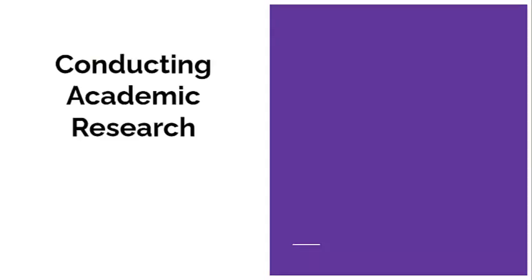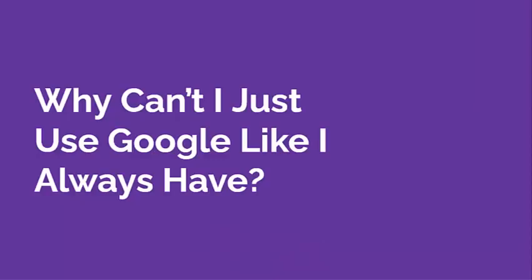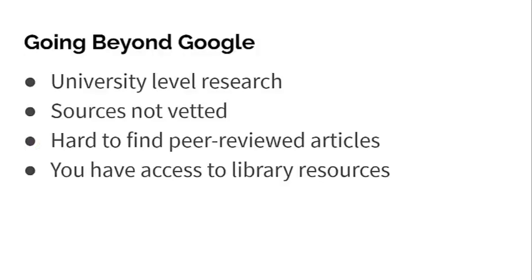All right, now we're going to get into doing academic research. We often get asked, why can't I just use Google to find articles like I always have in the past? There are a few reasons that you need to get used to moving beyond Google and Google Scholar. As university students, your professors will expect you to cite scholarly and peer-reviewed sources, which we'll discuss further in a minute. Generally, sources on Google and Google Scholar are not vetted. You don't always know where they came from, and you can be fooled into thinking your source is legitimate if you don't take a closer look.